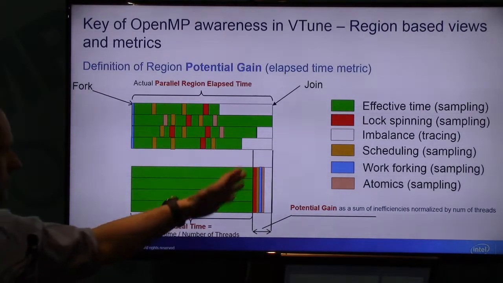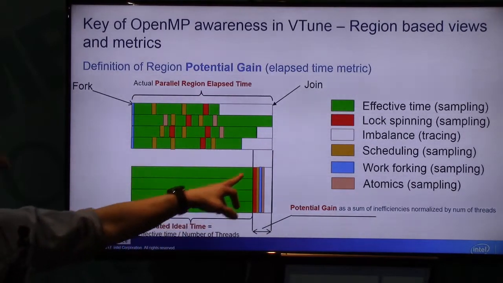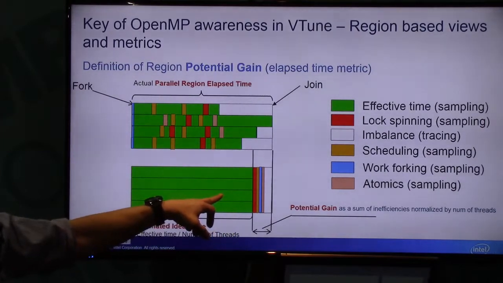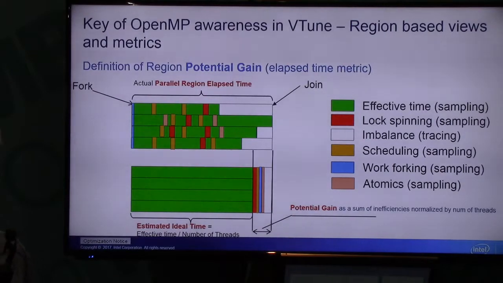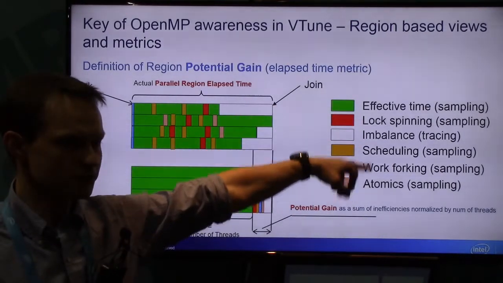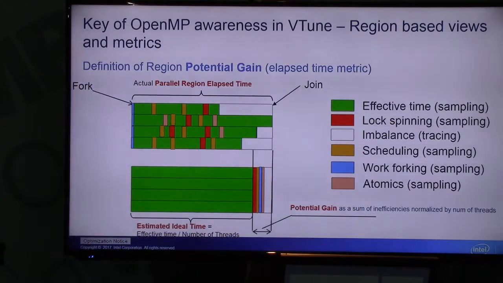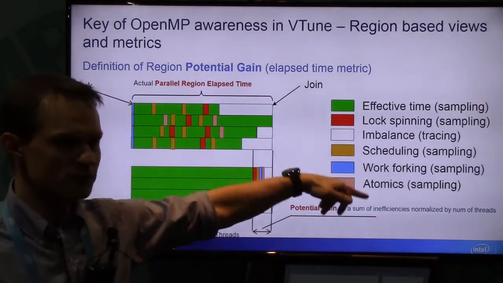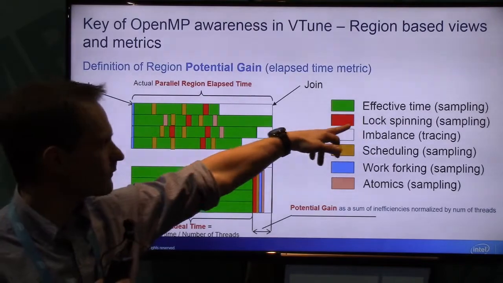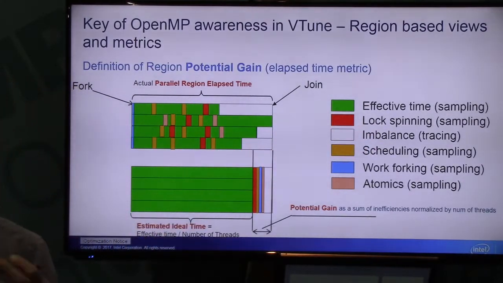So here, if we normalize them, we can show the inefficient time in terms of elapsed time and classify it into different categories, because the tuning strategy will depend on what particular inefficiency you have. For example, if you have locks, you might want to eliminate them by doing a reduction, right?